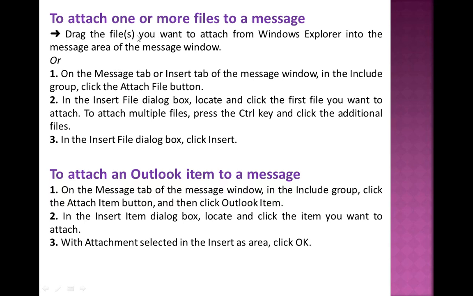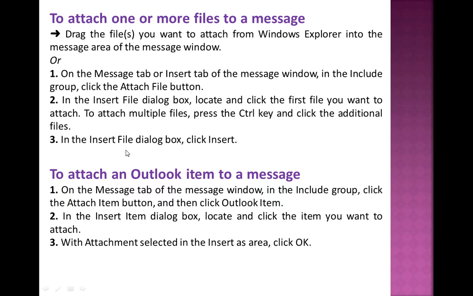How to attach? Simply drag the file that you want to attach from Windows Explorer into the message area, or go to the message tab or insert tab. In the include group, click the attach file button. Where? Go to the insert tab, go to the include group, click the attach file button. In the insert file dialog box, locate and click the first file that you want to attach. To attach multiple files, press the Control key and click the additional files. It means you can insert a single file or multiple files and then click the insert button.